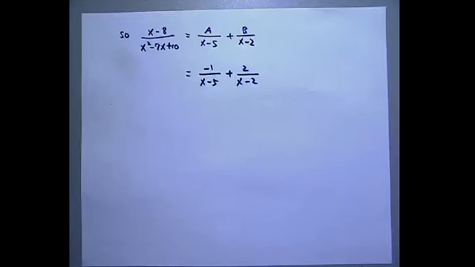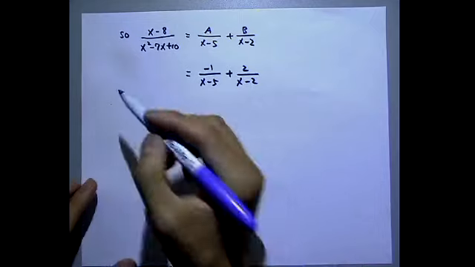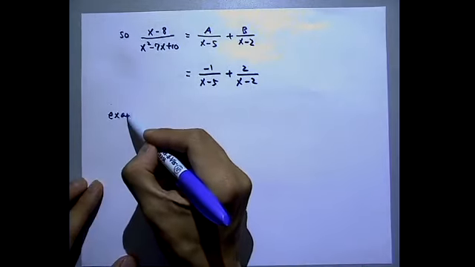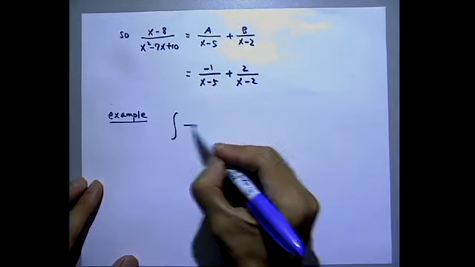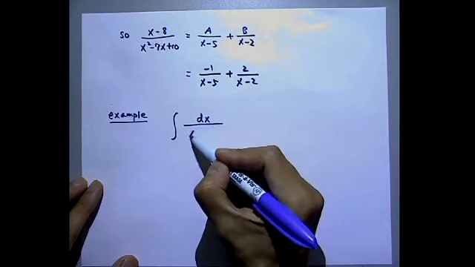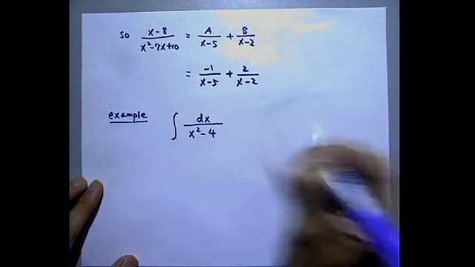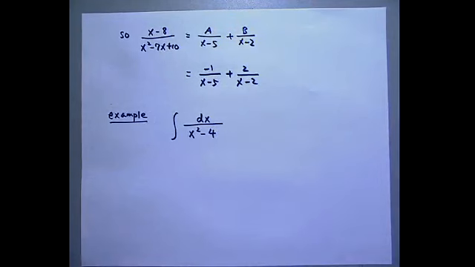Questions? Does that basic idea make sense? Yes? Good. Now let's try another one. Here we have 1 over x squared minus 4 dx. And we'd like to integrate that.